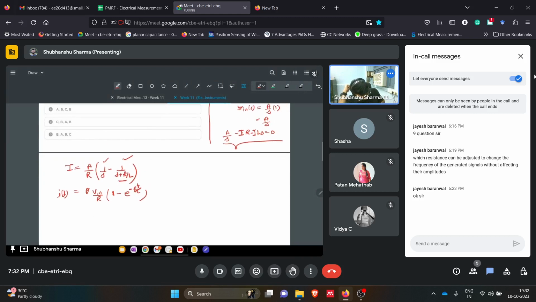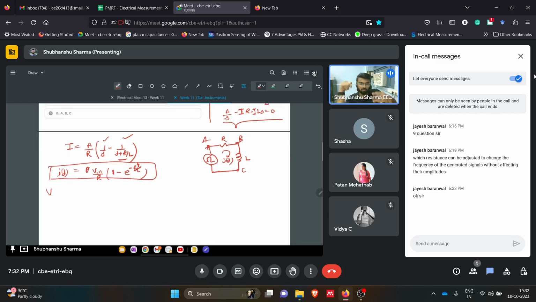Now we will first calculate. So this was the circuit. Now we have the time domain equation for this circuit. So this was A, this was B, this was C. So we have the I of t expression with us.